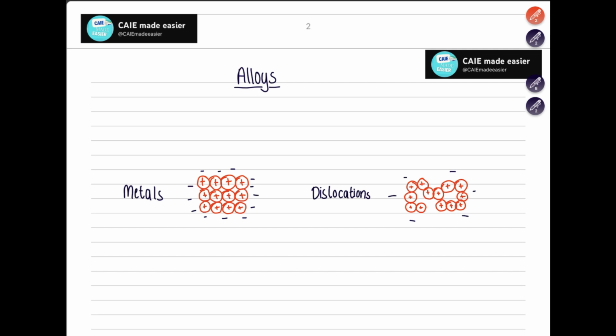Alright, now we're going to talk about a new type of material which is called alloys. So an alloy is basically a mixture of materials that has metals and non-metals.